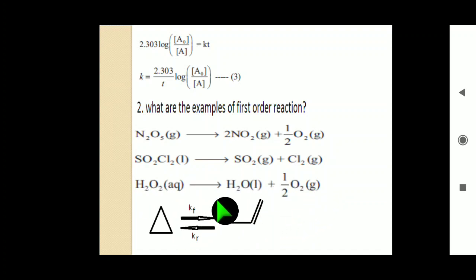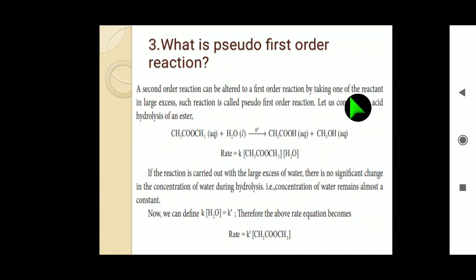Finally, isomerization of cyclopropane converted into propene, both are isomers, only one reactant. So these are the examples belonging to first order reaction. Next question, question number 3. What is pseudo order reaction?